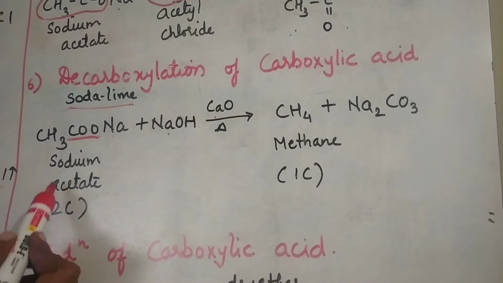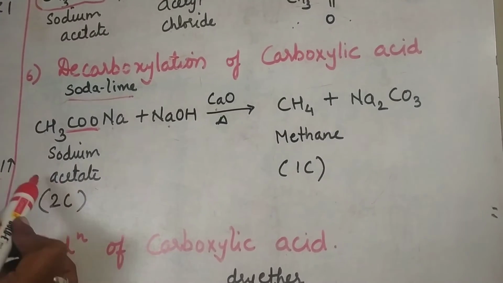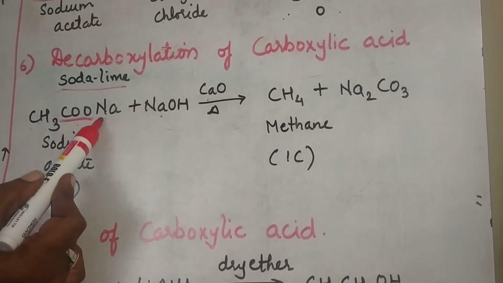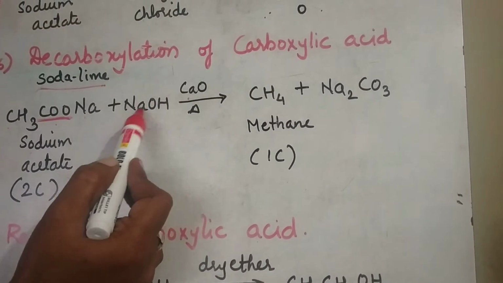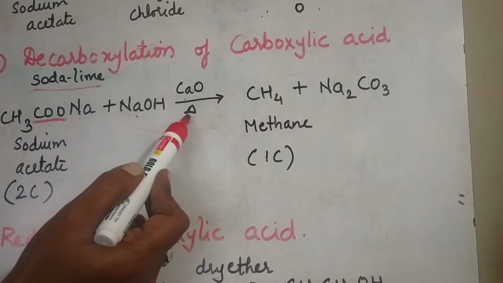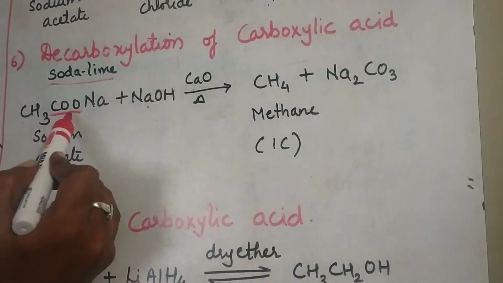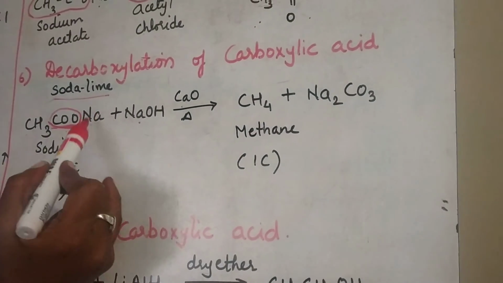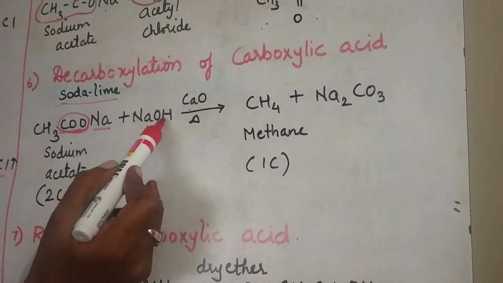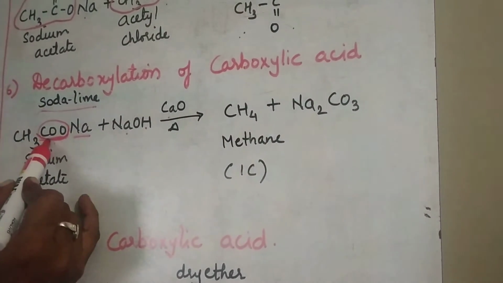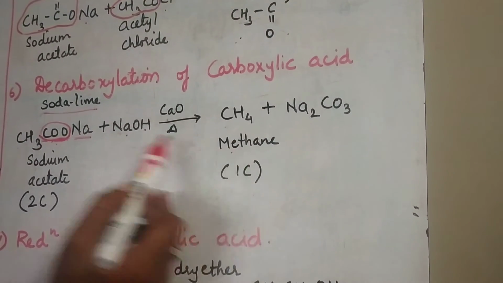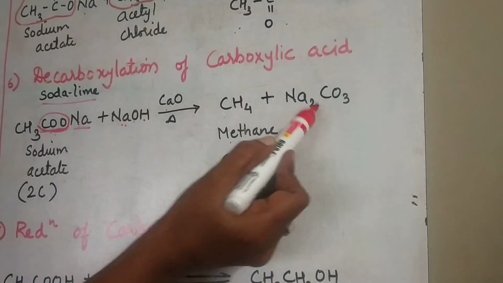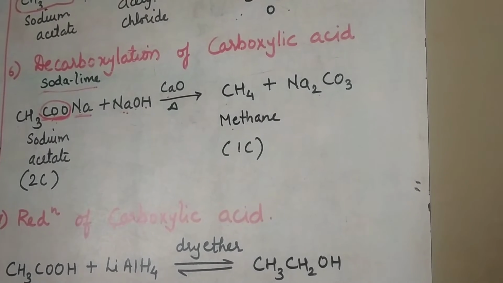So let's see an example. Sodium acetate. This is the sodium salt of acetic acid. Sodium acetate is treated with soda lime, NaOH and CaO. This mixture is heated. There is loss of CO2. This CO2 is going out. Na also moves out and H is introduced with the CH3 group and forms methane. The remaining forms Na2CO3. Sodium carbonate is the byproduct.